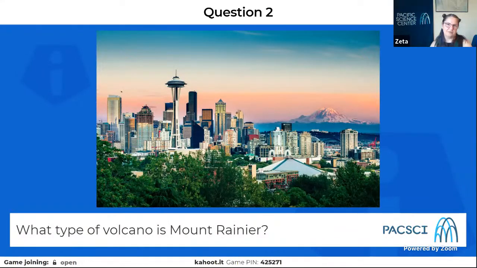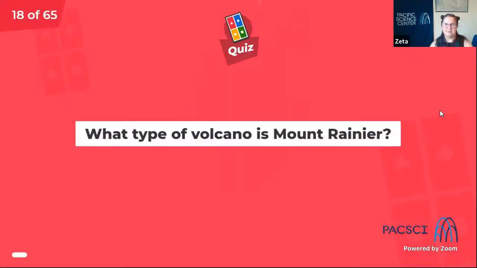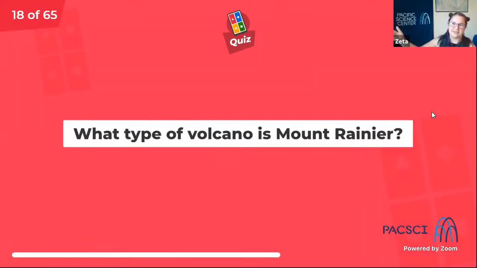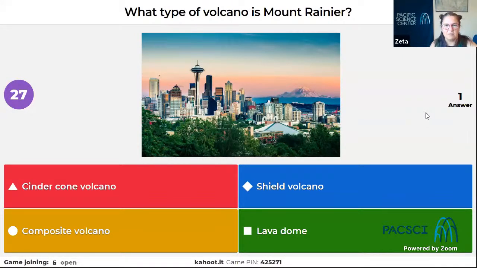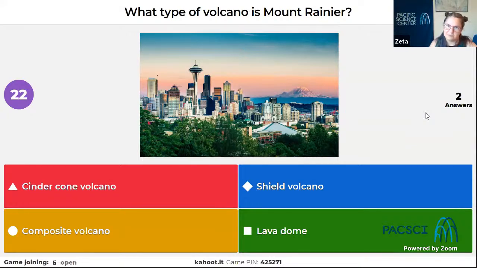What type of volcano is Mount Rainier? Beautiful Seattle skyline there, Mount Rainier in the distance. Is Mount Rainier a cinder cone volcano, a shield volcano, a composite volcano, or a lava dome? Which type of volcano is Mount Rainier? We know it is a somewhat dormant volcano. It's not actively erupting. If and when it were to erupt, which type of eruption style would it have?